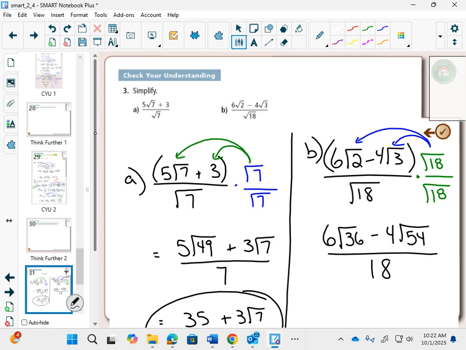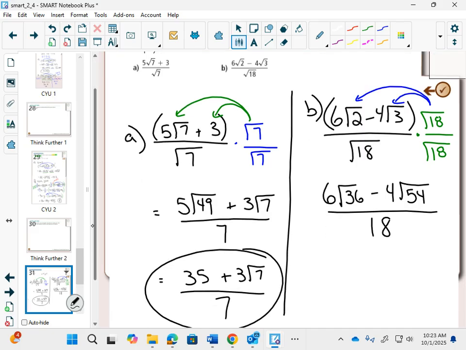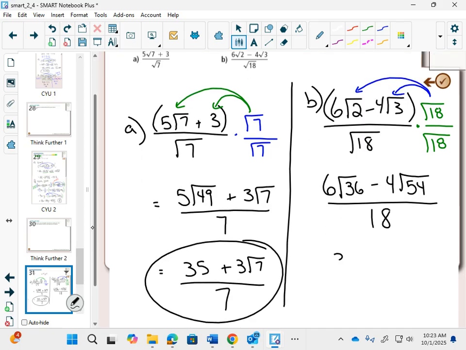Question is, are we done? No. Because the square root of 36 is just 6. So I can change that. 6 times 6, that'll become 36. Are we done with this one? Or is there a number you could break it down? I'll write it out. Times table. Is there a perfect square that makes 54? 9 times 6. Okay. So 9 times 6.